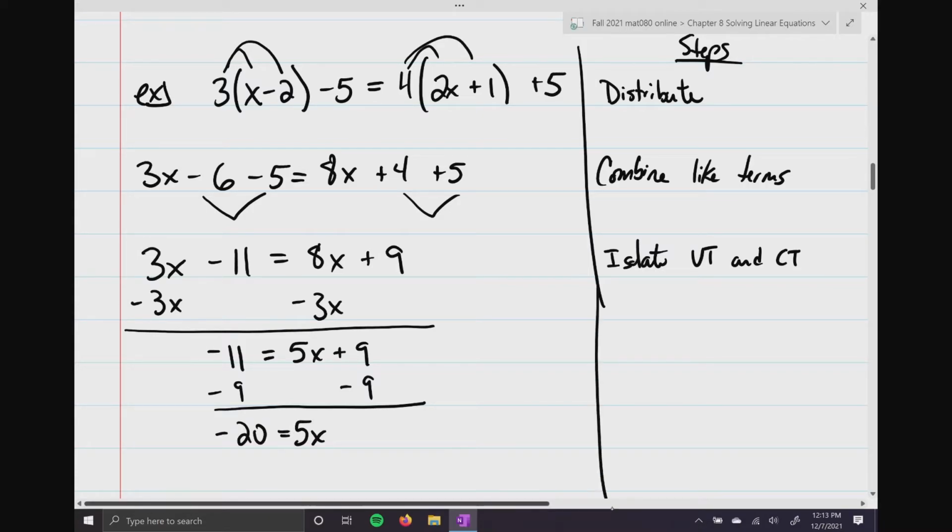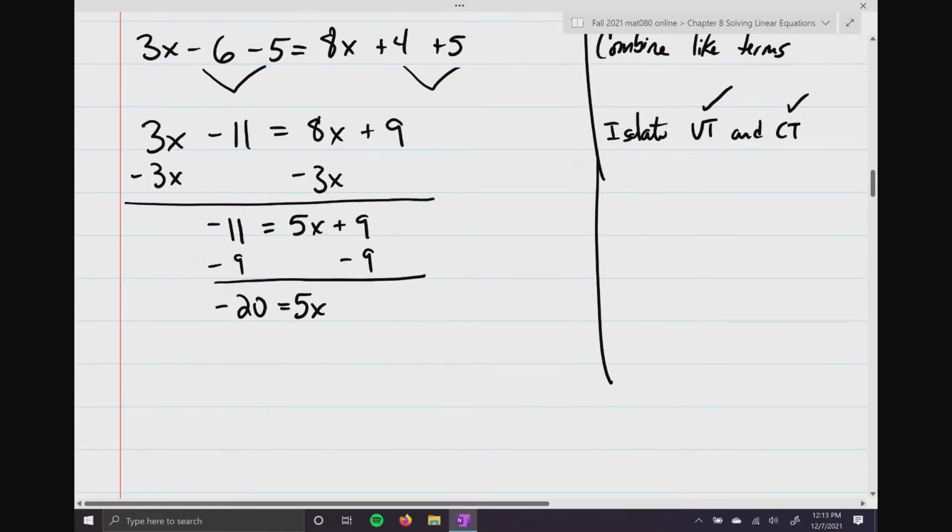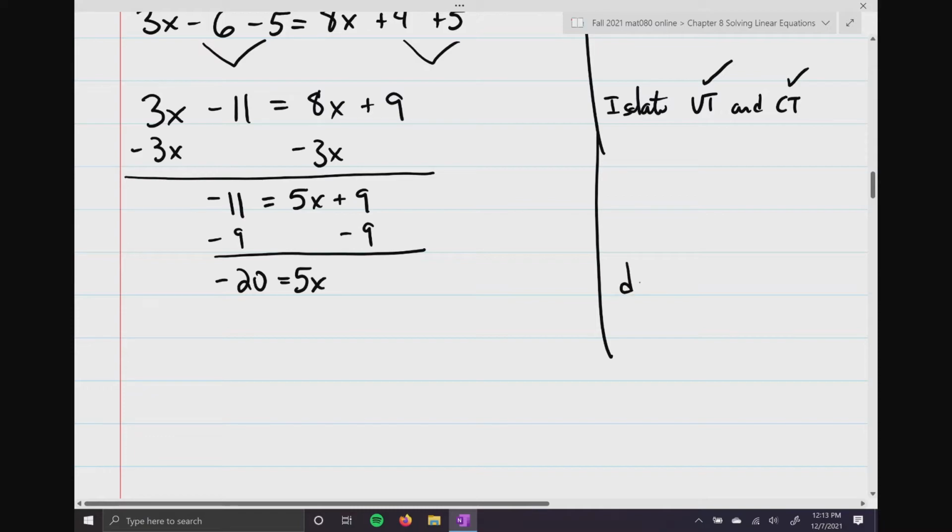So now my variable term and my constant terms are isolated. Next step would be divide both sides of the equation by the number in front of the variable. Negative 20 divided by 5, negative 4, equals x. Okay?